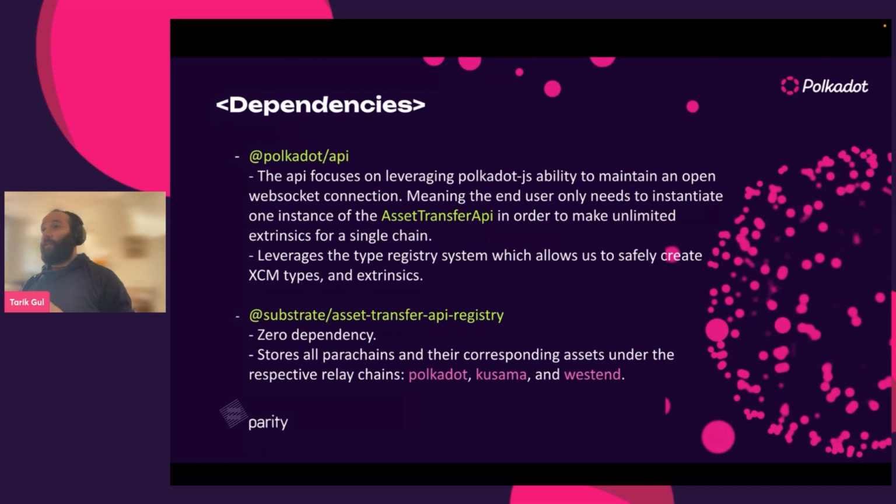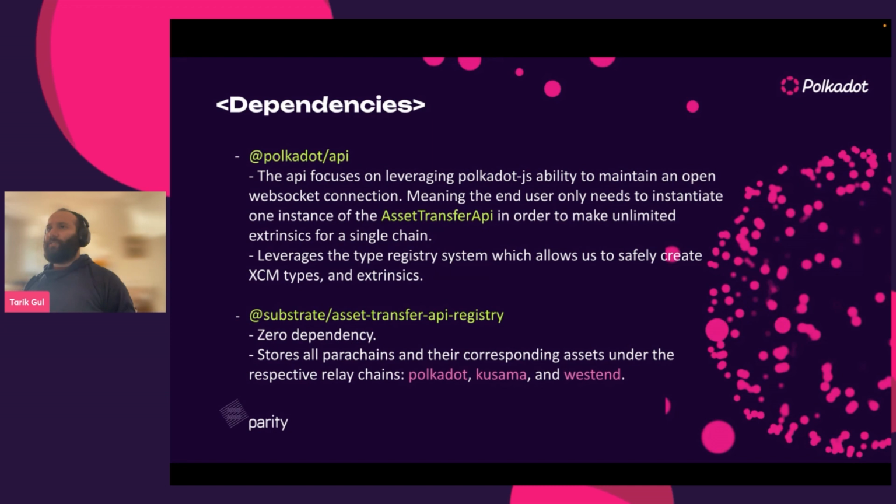So there is only two dependencies that the Asset Transfer API is going to digest. One is the Polkadot.js API, and we leverage a large portion of this WebSocket connection as well as its type generation system. Now, the type generation system is super important for our XCM construction, and that's a large part of our entire logical module separation and decoupling of quite a lot of our components inside. And then we have this substrate asset transfer API registry.